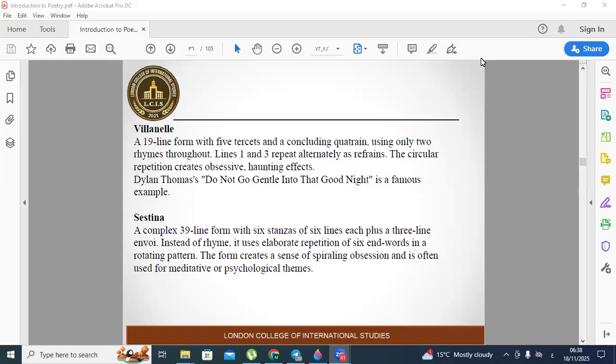A 39-line form with six stanzas of six lines each plus a three-line envoi, or conclusion. Instead of rhyme, it uses elaborate repetition of six end words in a rotation pattern, the same six words in the lines throughout the poem, but in a changing order. This form creates a sense of sprawling obsession and is often used for meditative or psychological themes.